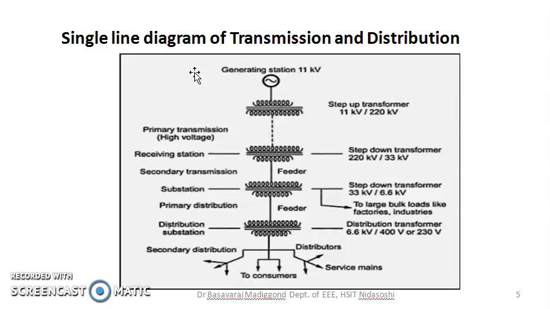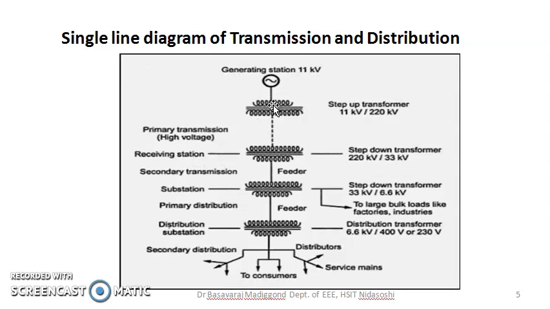See, I have shown here a single line diagram of transmission and distribution. It will be generated at 11 kilovolts, then it will be stepped up using a station transformer from 11 kilovolts to 220 kilovolts, then it will be transmitted at a high voltage. This is called primary transmission. Okay, it will be transmitted up to the receiving station.